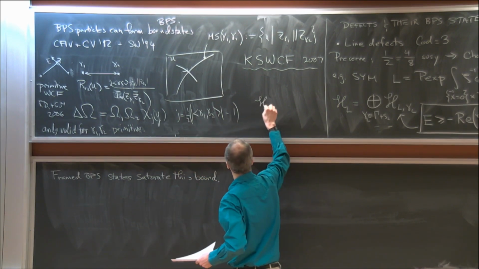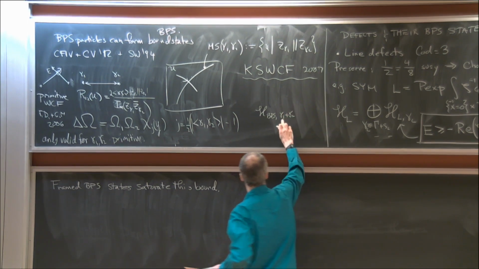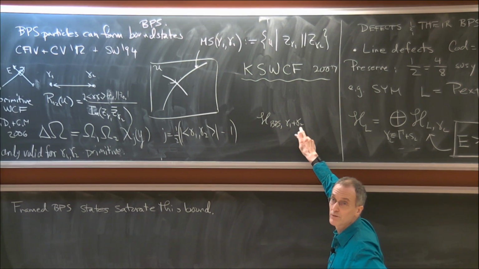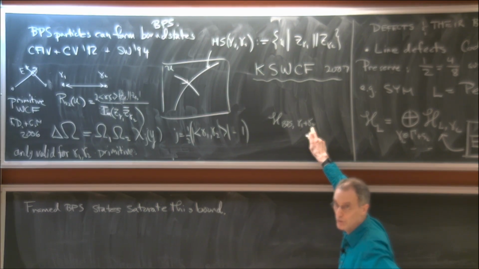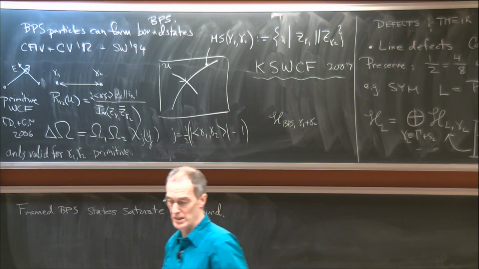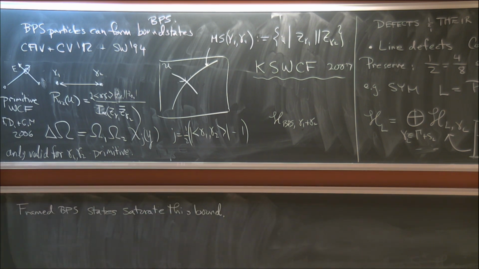There's a space of BPS states of charge gamma 1 plus gamma 2. Maybe what you're saying is this could be decomposed in terms of a sum of charges, positive charges, in other ways. That's true. I'm describing one kind of decay. All right, so framed BPS states, so where was I?